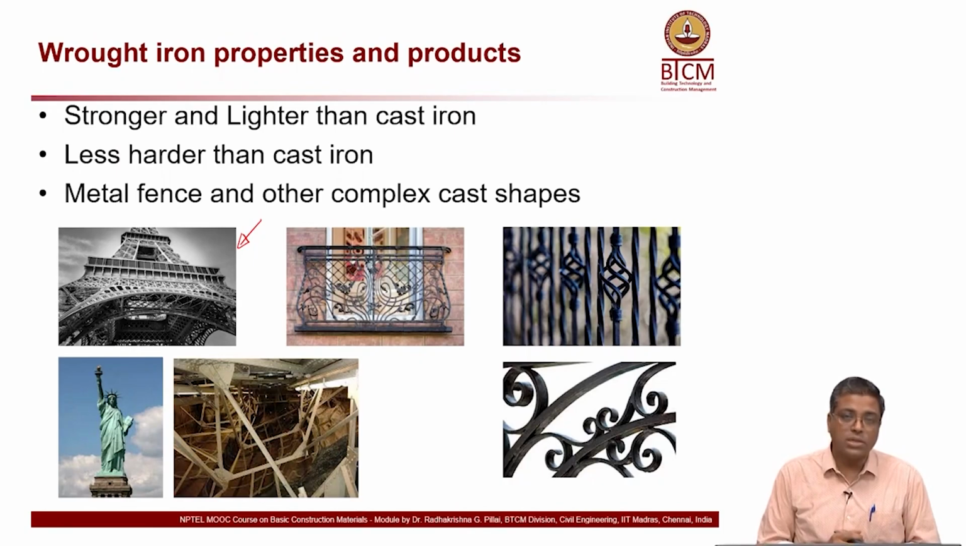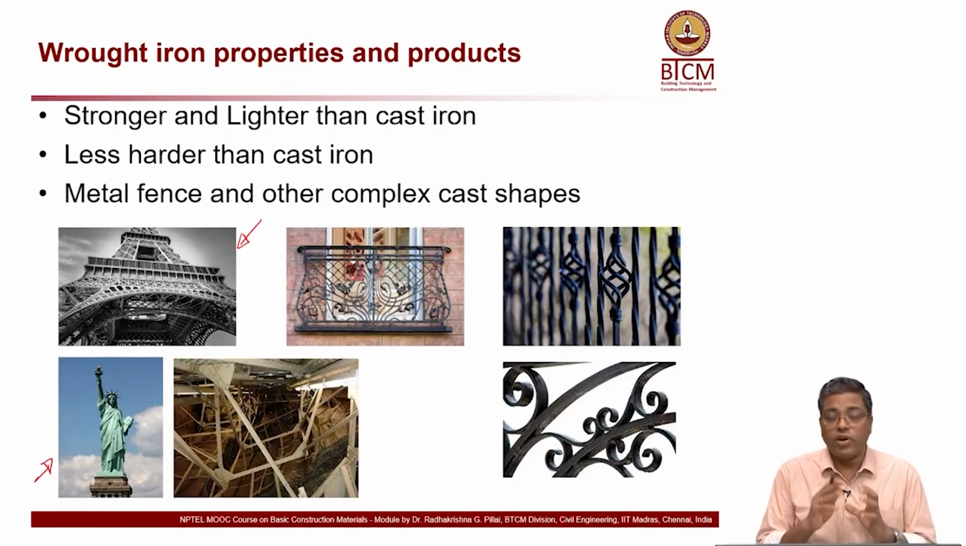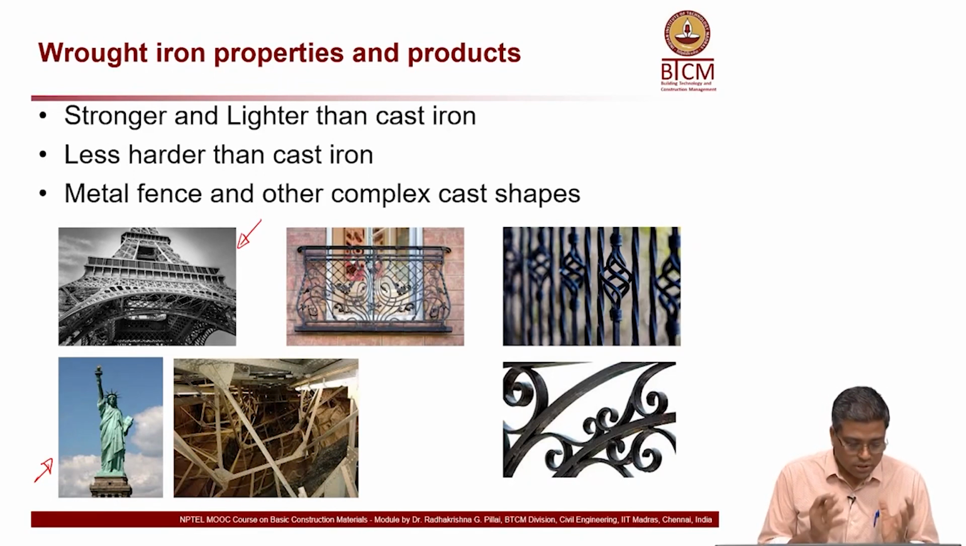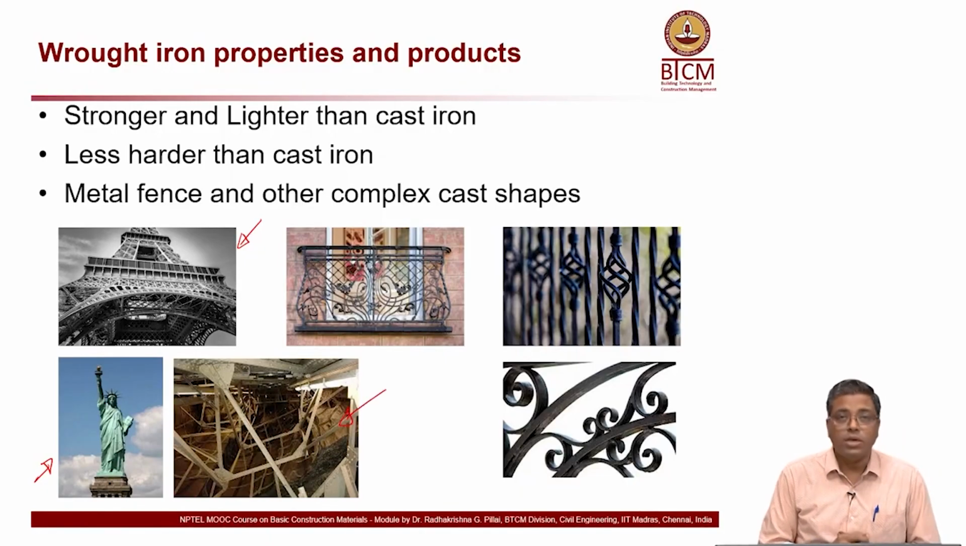A noticeable application is wrought iron used in the Eiffel Tower, and also in the Statue of Liberty. The frame inside, what you see when you see the Statue of Liberty, the green shell is made of bronze or copper, but the inside frame is made out of wrought iron, because it has high strength and it is lighter.